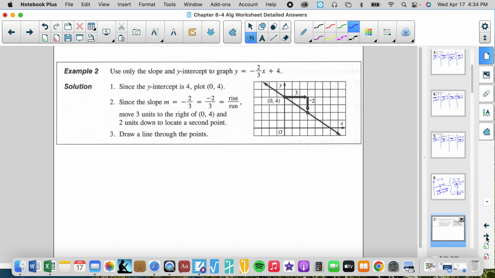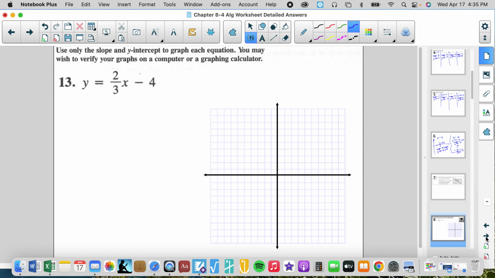So now we're going to use the slope and the y-intercept to graph the line. So let's first of all find what my slope is. My slope is 2/3, and my y-intercept is negative 4.